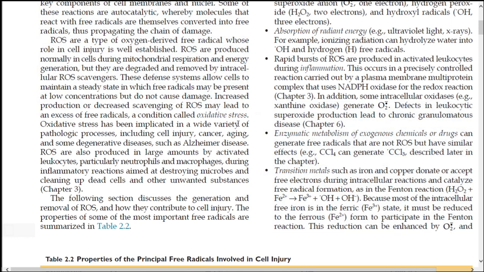So, this is very important. Oxidative stress means increased production of ROS, or decreased scavenging of ROS, which may lead to a huge quantity of free radicals. That is what is called oxidative stress. So oxidative stress is seen in many pathologic processes including cancer, cell injury, aging and Alzheimer's disease and so on.